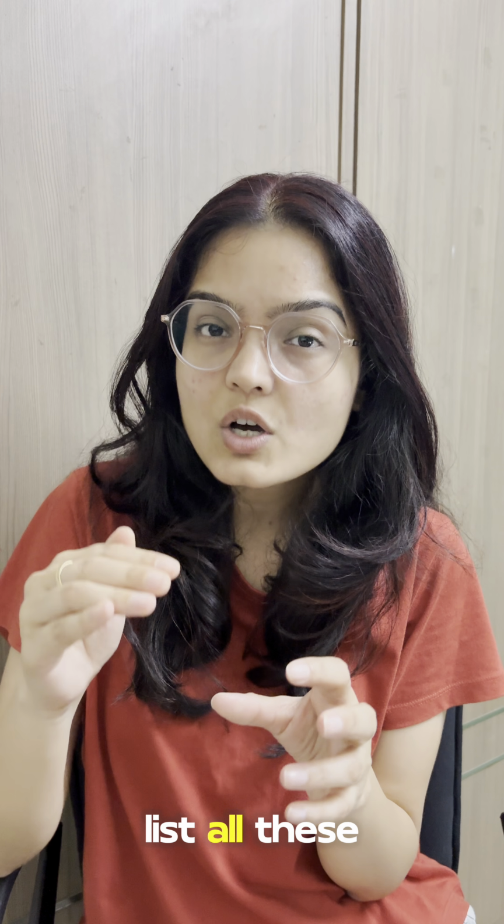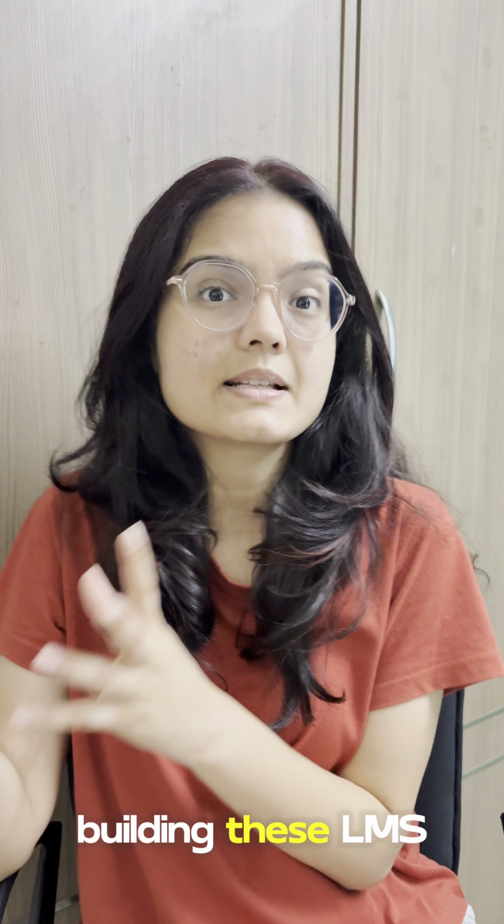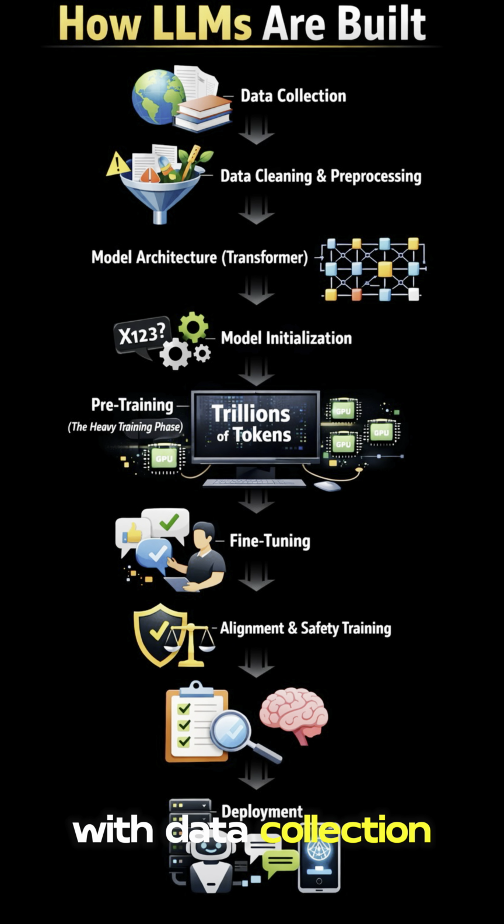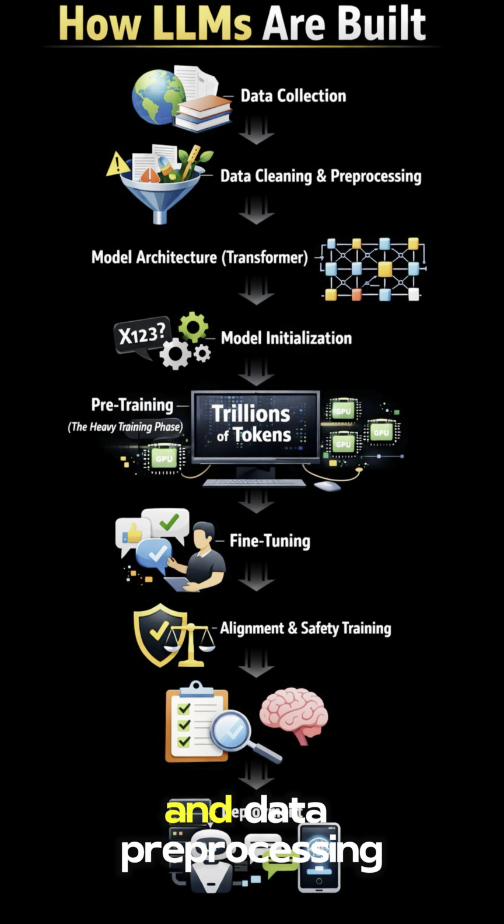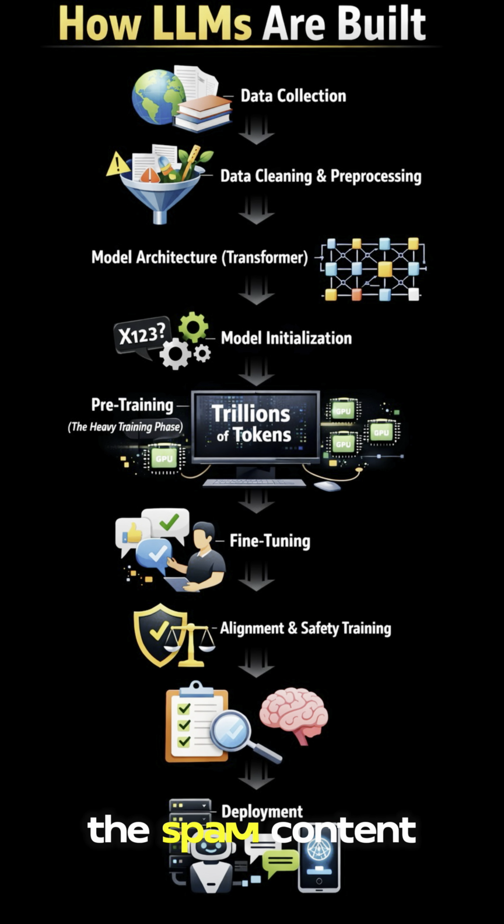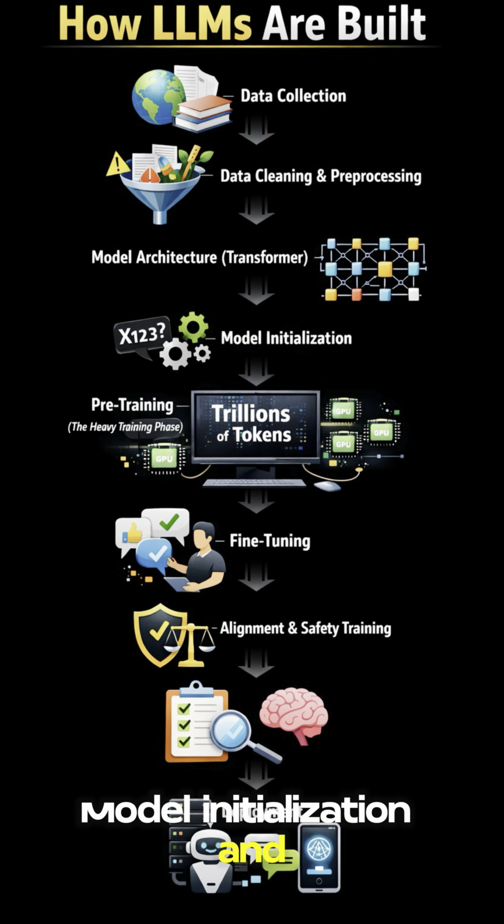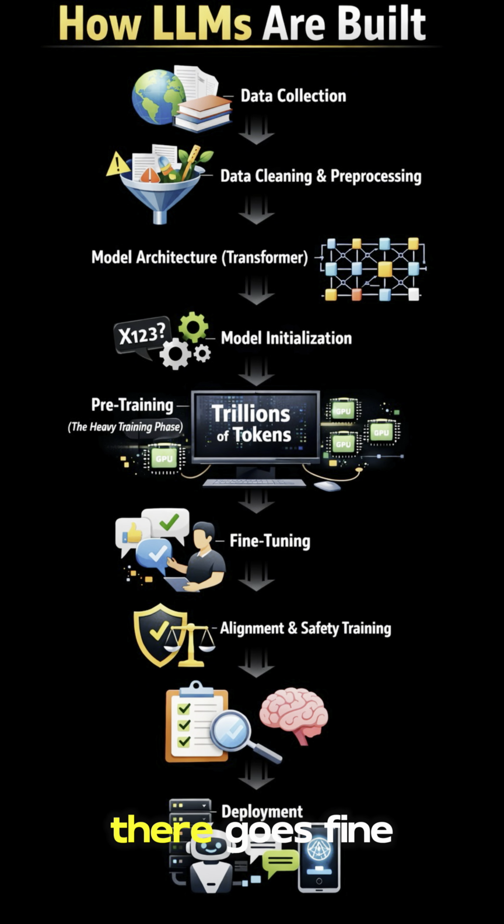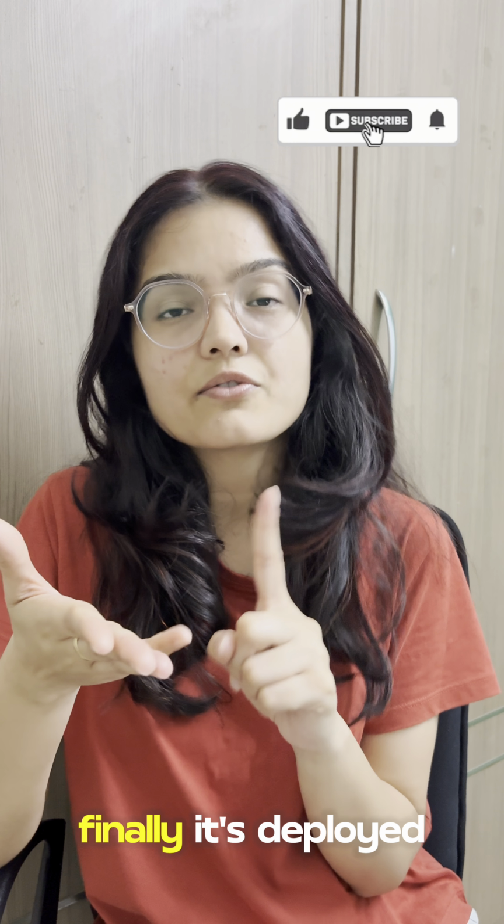Now let me quickly list down the steps which go behind building these LLMs. So it starts with data collection, of course, then happens data cleaning and data pre-processing, where they remove the spam content and the harmful content. Then comes model architecture, model initialization, and pre-training. After the model is trained, there goes fine-tuning and alignment and safety training. Then it's evaluated and tested, and finally it's deployed.